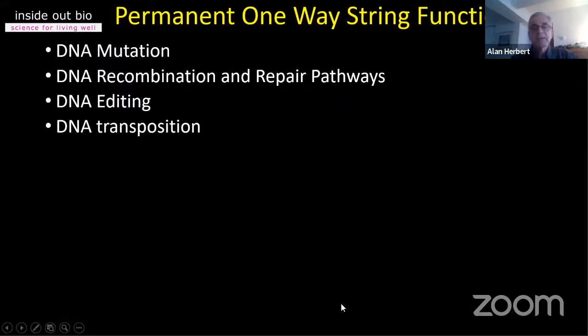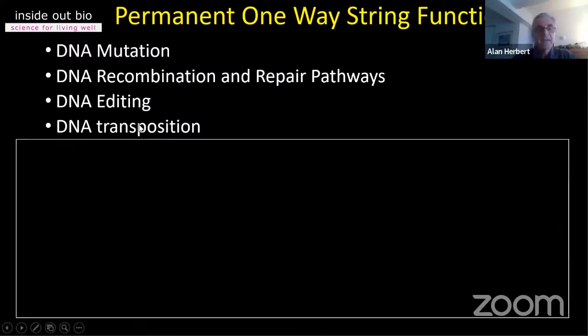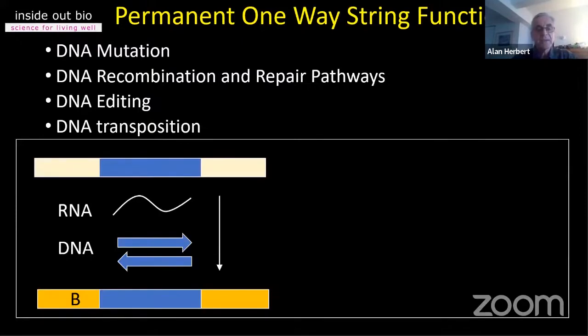So most of the string operations that are done are pretty well characterized now. There's clearly DNA mutation, recombination, and repair pathways that are error prone. There's DNA editing, much similar to the RNA editing that Sasha described. And there's also DNA transposition. So generating new strings within a genome can occur by transposition quite frequently.